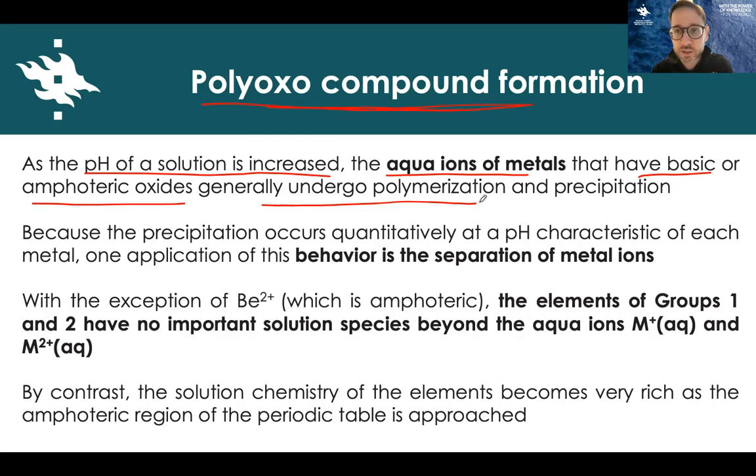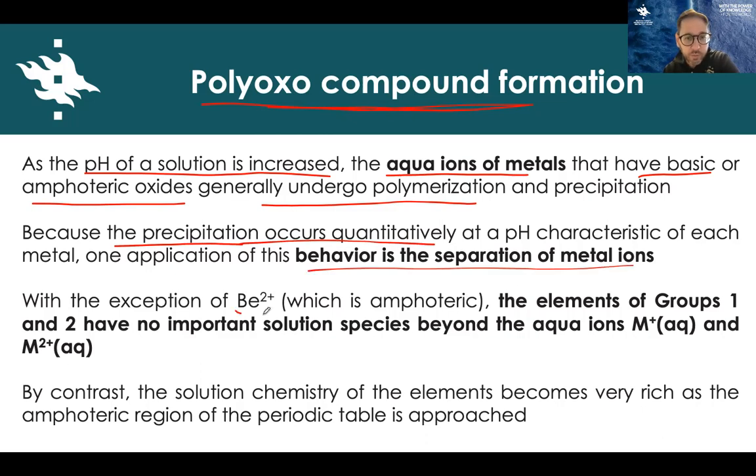This precipitation can have applications in the separation of metal ions, because when this polymerization via condensation reactions occurs, it occurs quantitatively after a certain pH is reached. So this can be very useful for the separation of metal ions.